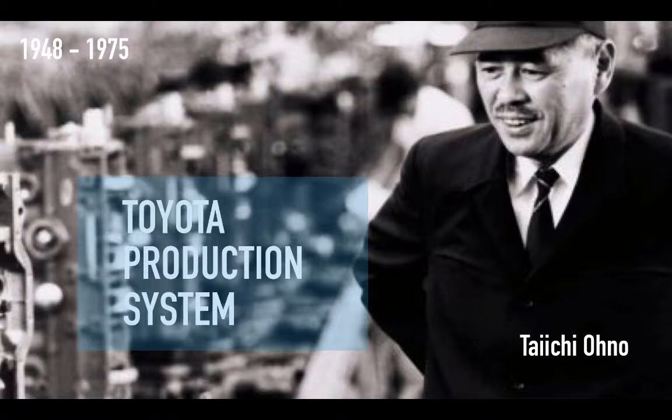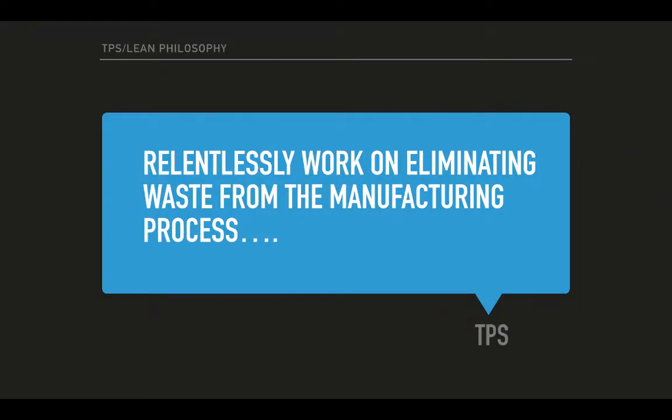And Toyota changed the story. They started experimenting, and this guy Taiichi Ohno is attributed to Toyota's transformation, what we call the Toyota Production System. And with the Toyota Production System, they basically focused on relentlessly working on eliminating waste from the manufacturing process. Now, what is waste?